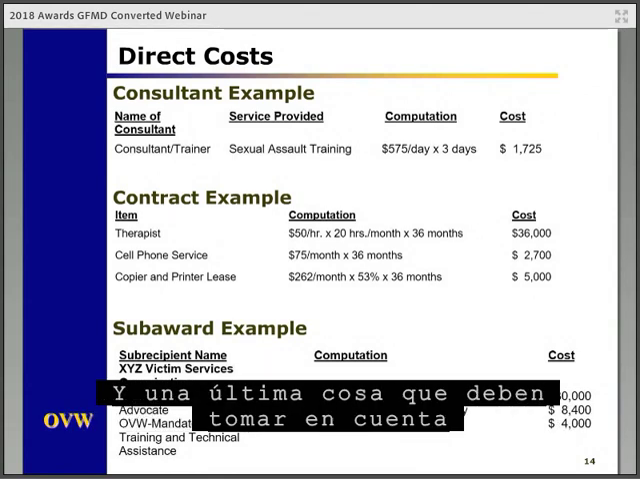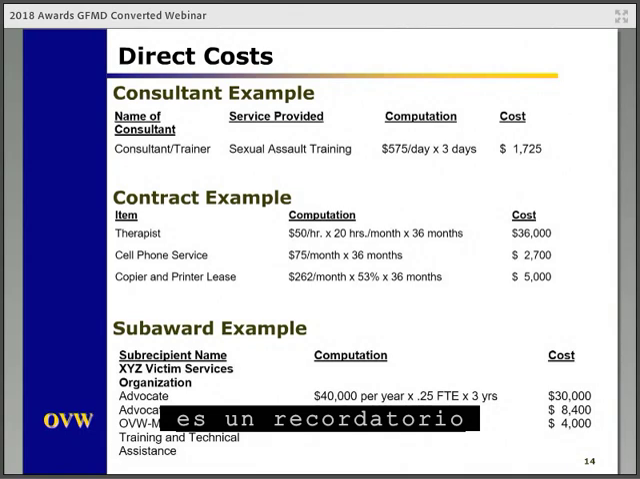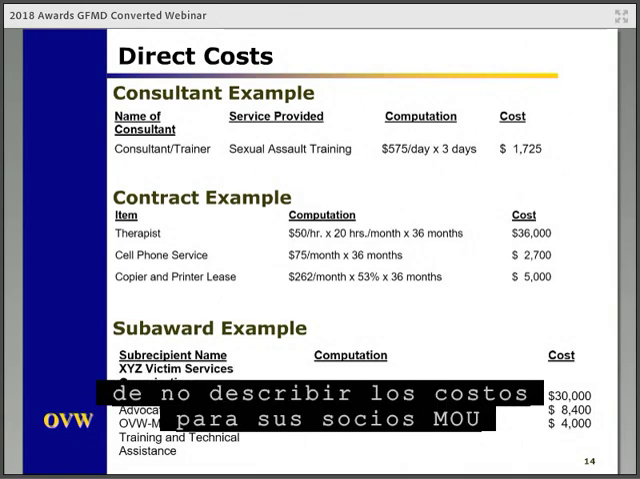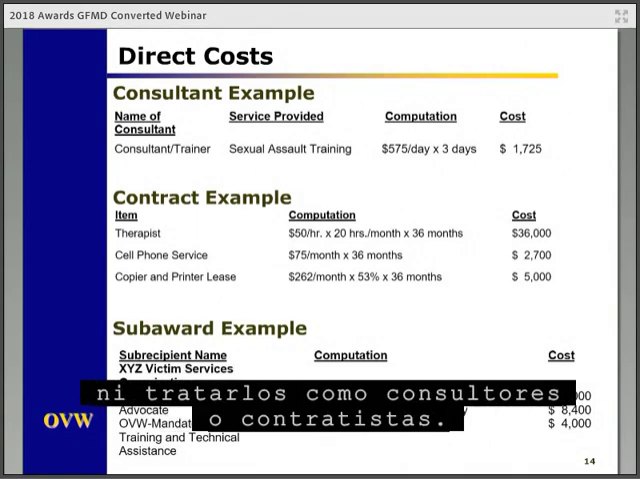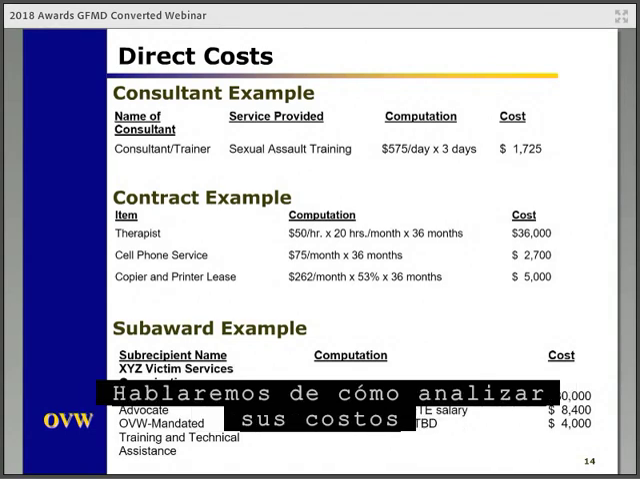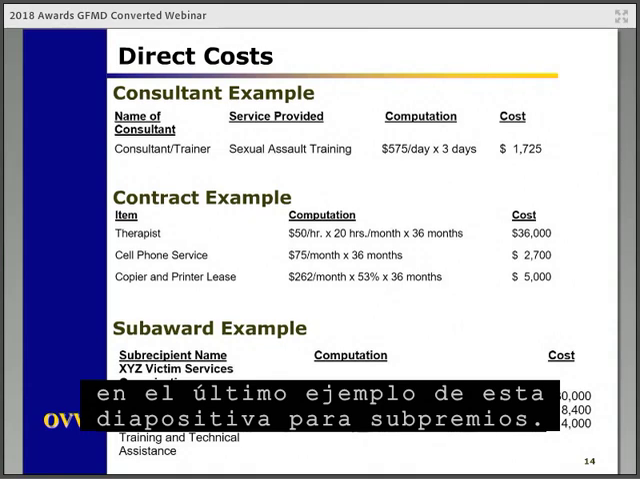And one last thing to note is a reminder that you do not break down costs for or treat your MOU partners like consultants or contracts. We'll go over how to break down their costs in the last example on the slide for subawards.